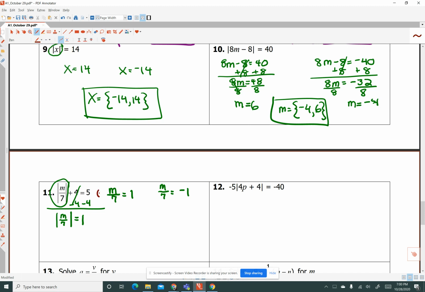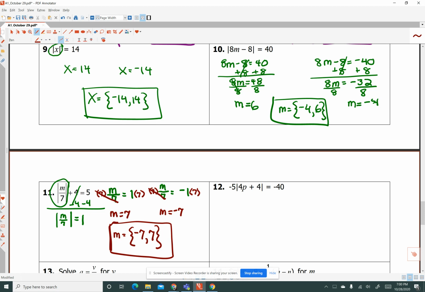So now we will multiply both sides of this equation by 7. That will clear our fraction, and m equals 7. On the right-hand side equation, same strategy. We will multiply both sides of the equation by 7, and m equals negative 7. And so our answer is m is the set of all numbers such that it includes negative 7 and 7. And that is our final answer.